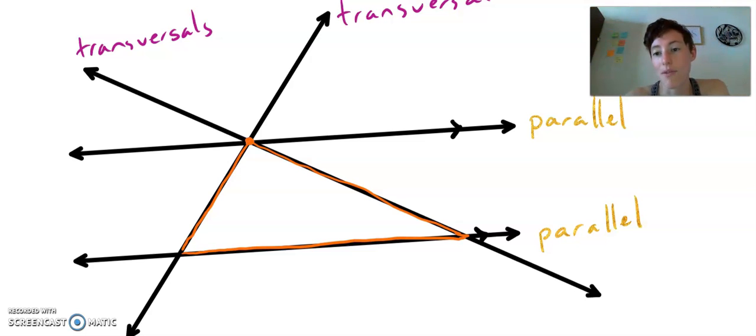It has a vertex, and we have a line that's parallel to the base of our triangle through that upper vertex right there. Otherwise, we've just extended the sides of our triangle to make transversals, and then we call one of them parallel lines. We're going to go ahead and get started just the way that we did with the other one.